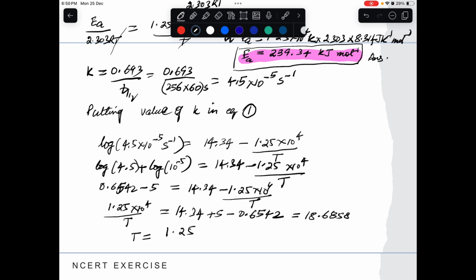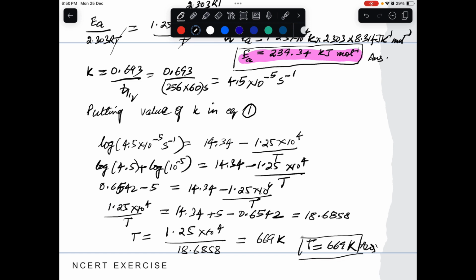So T can be calculated as 1.25 into 10 raised to the power 4 divided by the value we calculated, 18.6858. You will be getting the value as 669 Kelvin. So temperature is 669 Kelvin. This is the second answer.